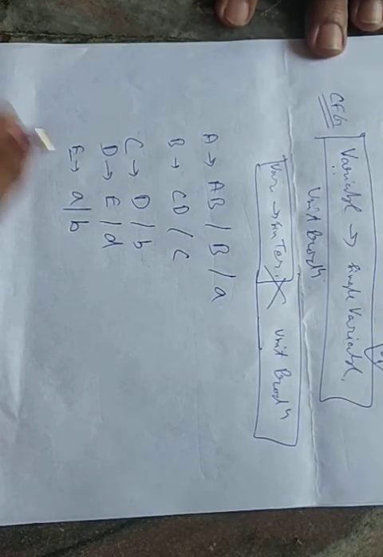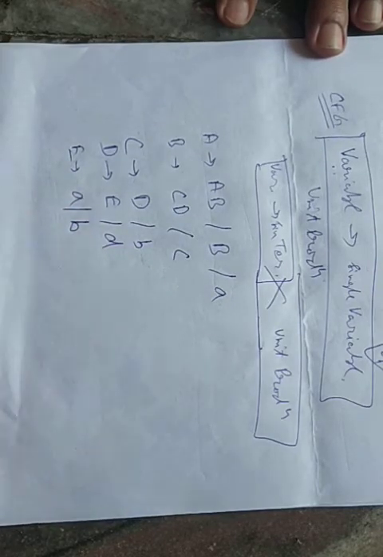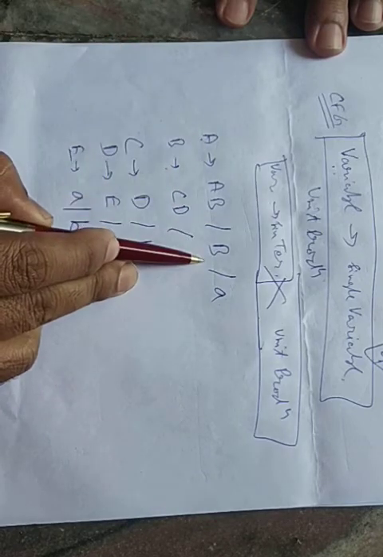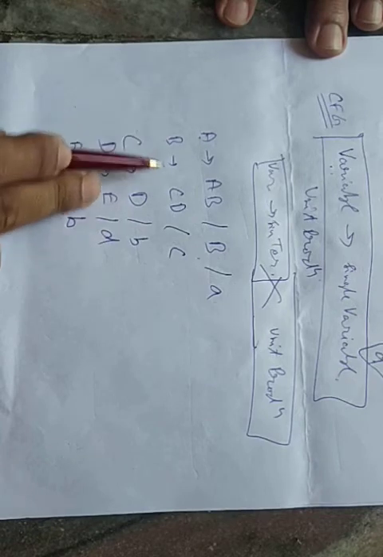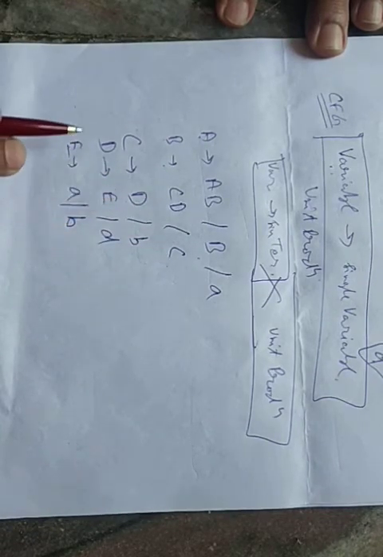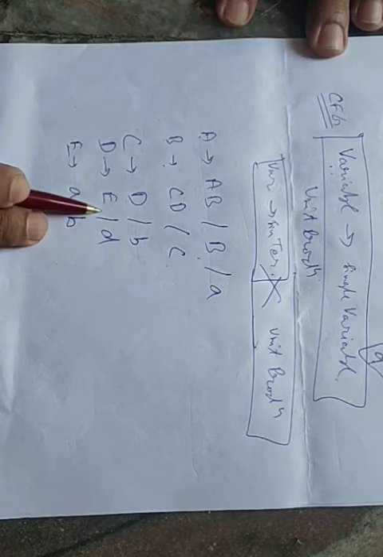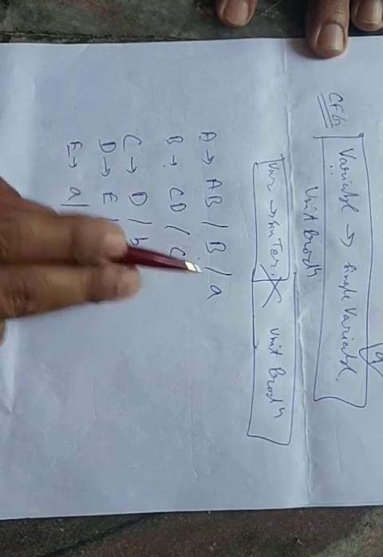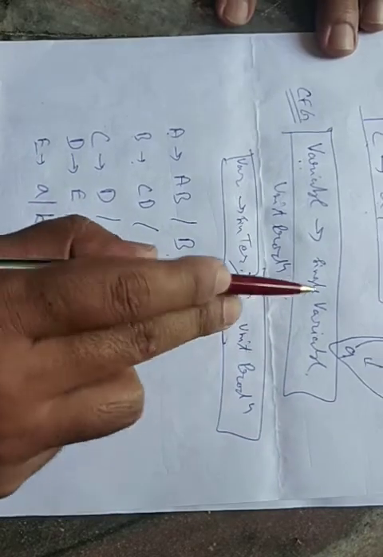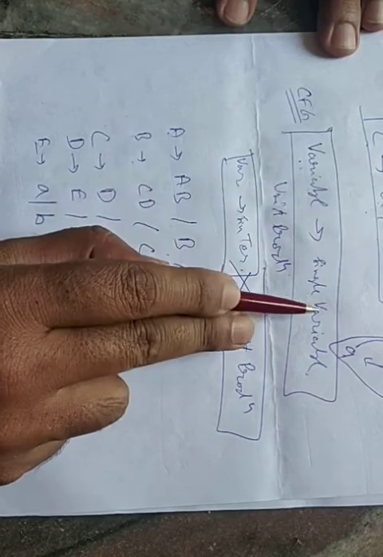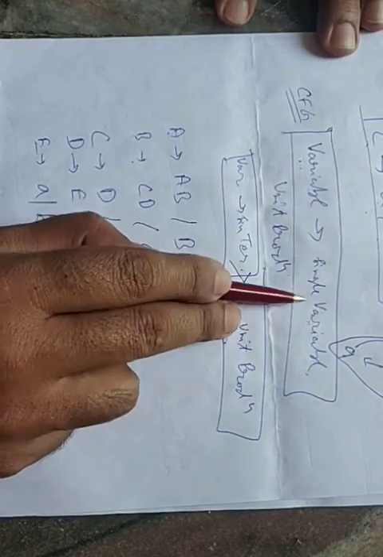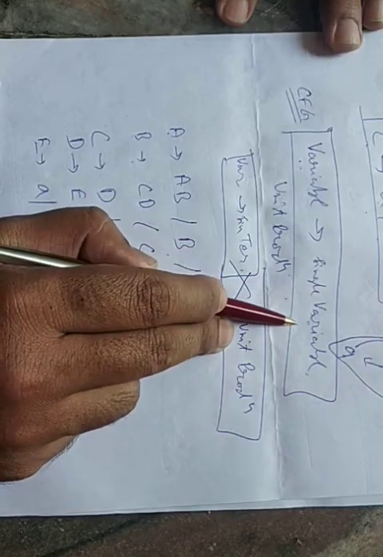Now, how many unit productions do I have? A produces B, which is a unit production. B produces C is a unit production. C produces D is a unit production. D produces E is a unit production. All others are not unit productions. Once again, be careful: a variable producing a single variable, those rules are the only unit productions.